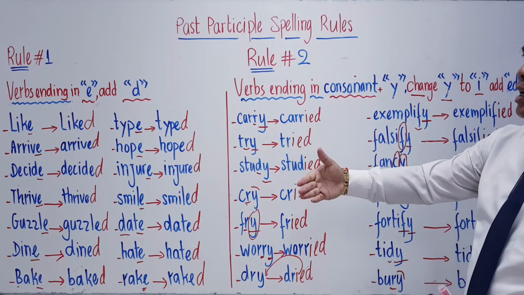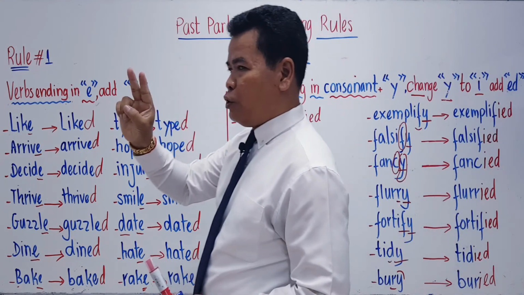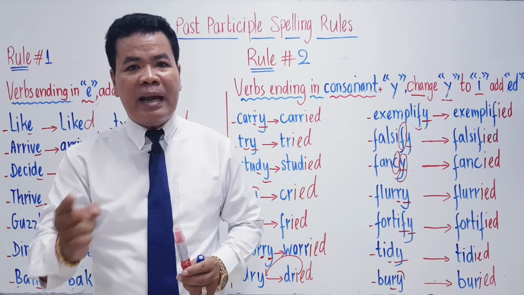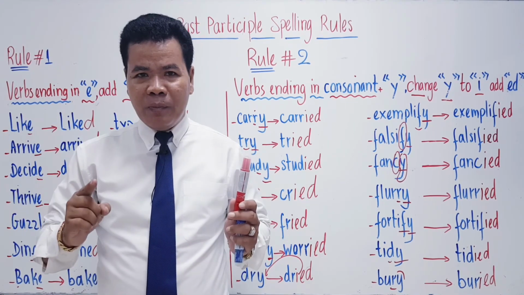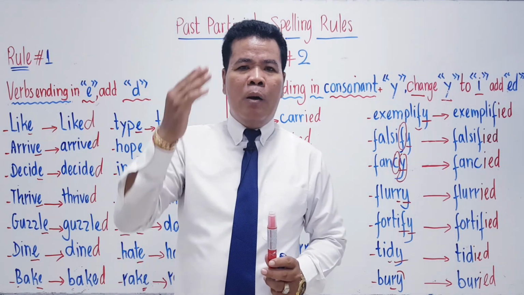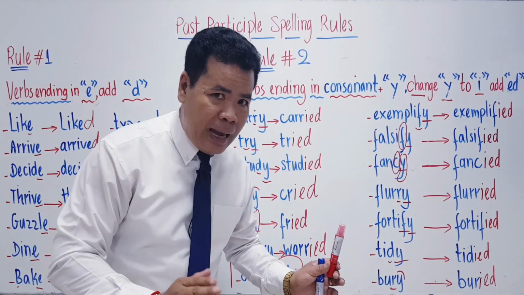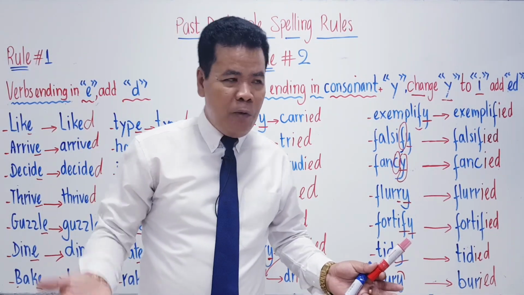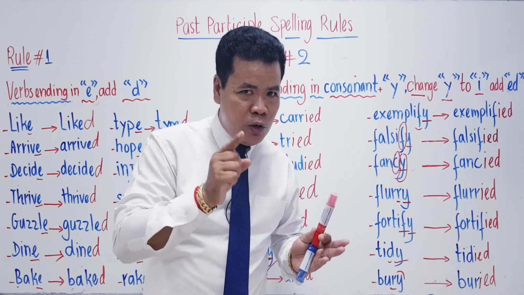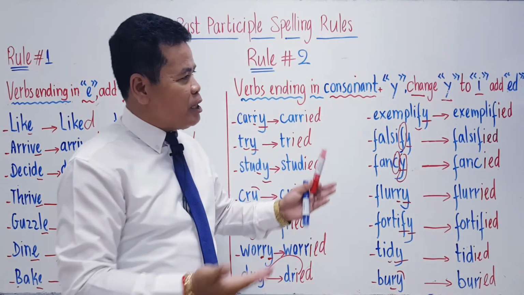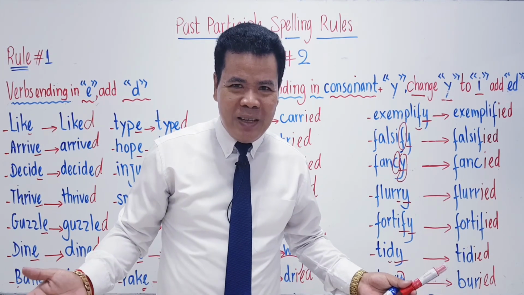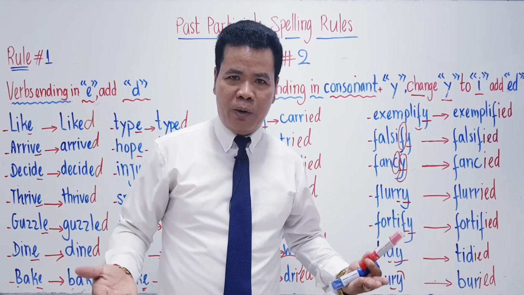So today's lesson we are going to focus on two rules. Rule number 1 says verbs ending in a single E, or E at the end, you just add D to the verb, and we have the past participle. Understand? And rule number 2, verbs ending in a consonant, and after the consonant we have letter Y. Before we add ED, we have to change letter Y to letter I, and then lastly, do not forget to add ED. If you just change letter Y to letter I and forget to add ED, you're still wrong. This is not the correct form of the past participle of a regular verb.